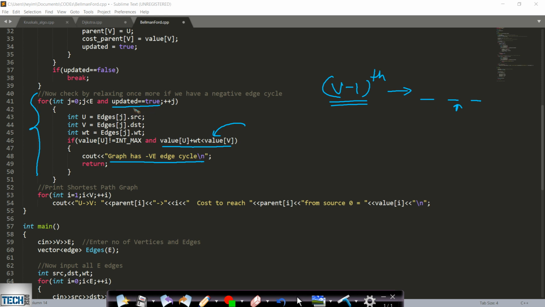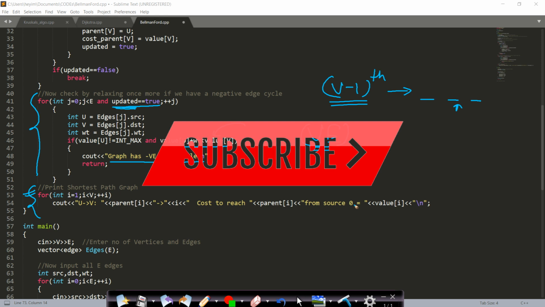So if you are not understanding the concept of why we are using updated, then you can simply remove all the updated variables wherever it is present and still the algorithm will run in VE time. But I have just taken updated in order to reduce the runtime. Now after finding if the graph is having any negative edge cycle, we will simply print the graph. So this will be your shortest path graph.